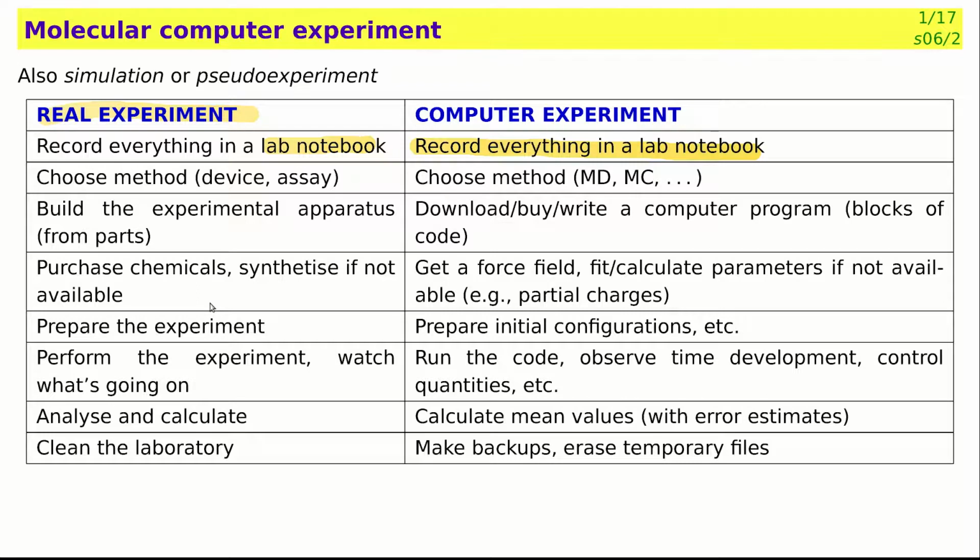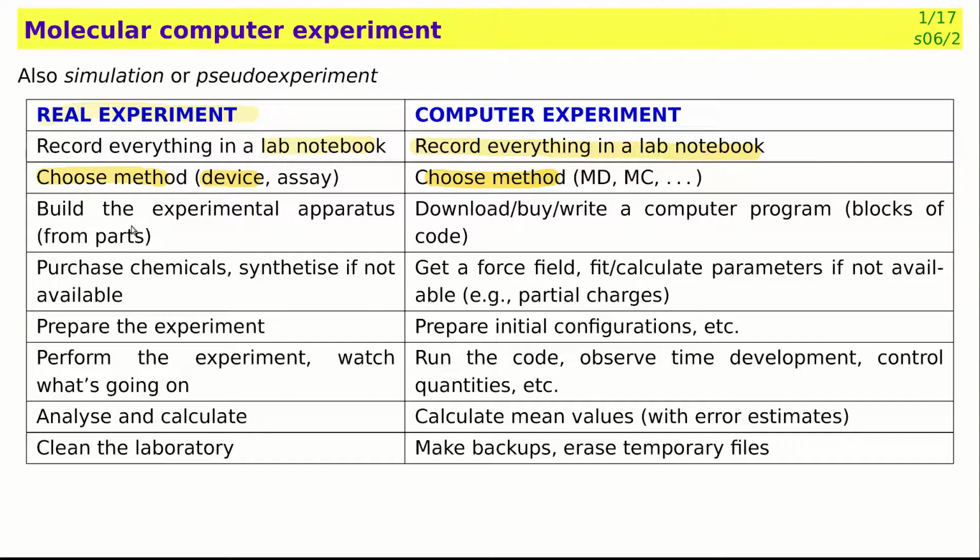And of course, it's a good habit to do the same for a computer experiment. If you perform a real experiment, you should choose a method. That is a device, let us say thermostat type, or type of chromatography device, and so on. And the same in a computer experiment. Also, we have many different methods.